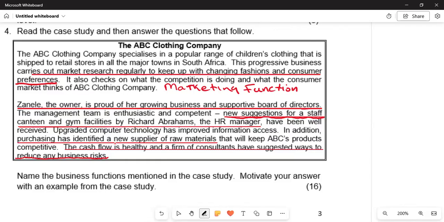Now it carries on and says it also checks on what the competition is doing and what the consumer market thinks of ABC Clothing Company. Now we are told Sanel, the owner, is proud of her growing business and supportive board of directors. So now we have another function there, which is the public relations function. Public relations function, because it says it checks on what?